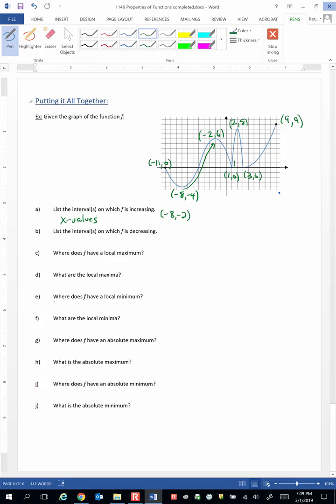It's increasing again from 1 to 2. And one more, it's increasing from 3 to 9. Now let's list the intervals on which f is decreasing. We'll grab a different color. It's decreasing from -11 to -8.